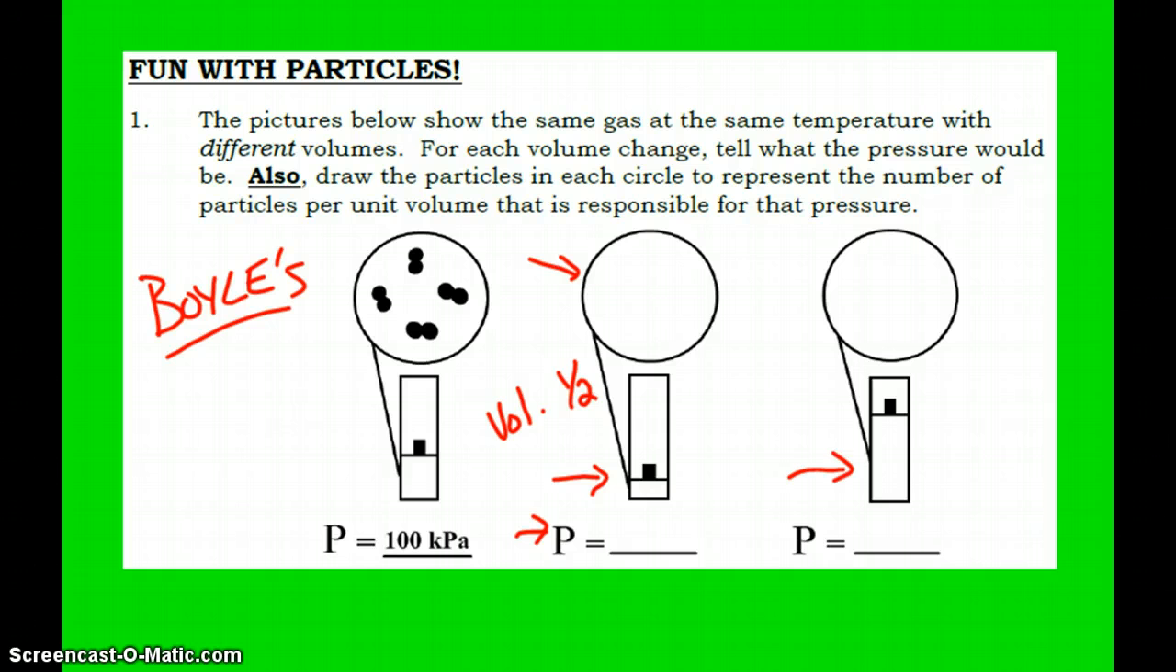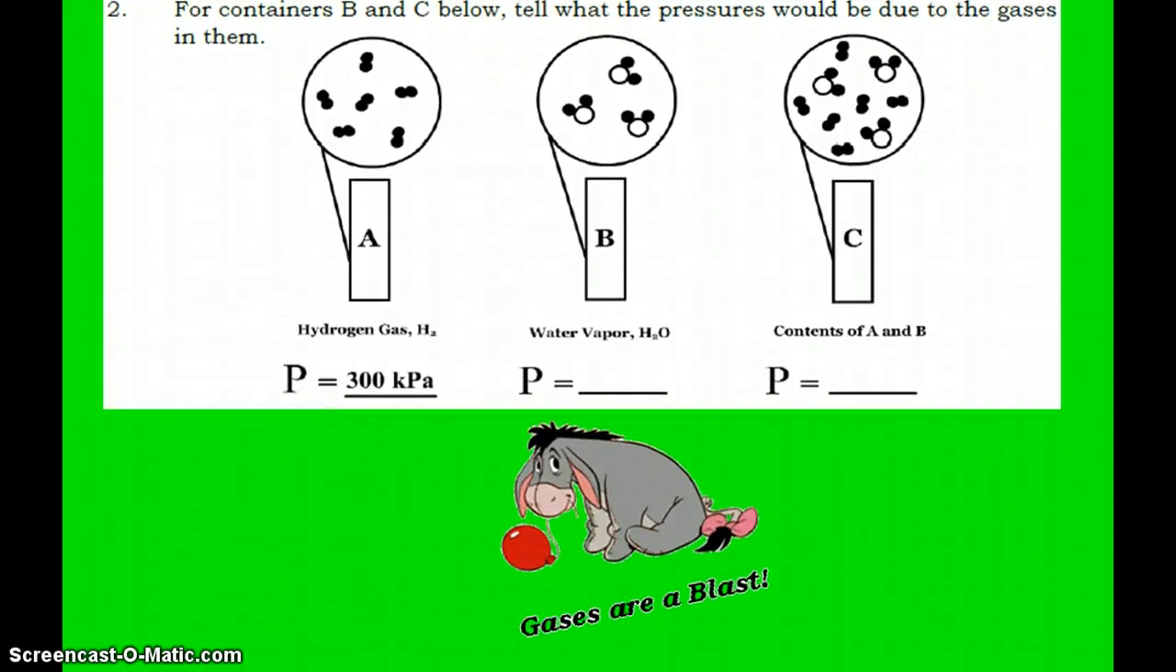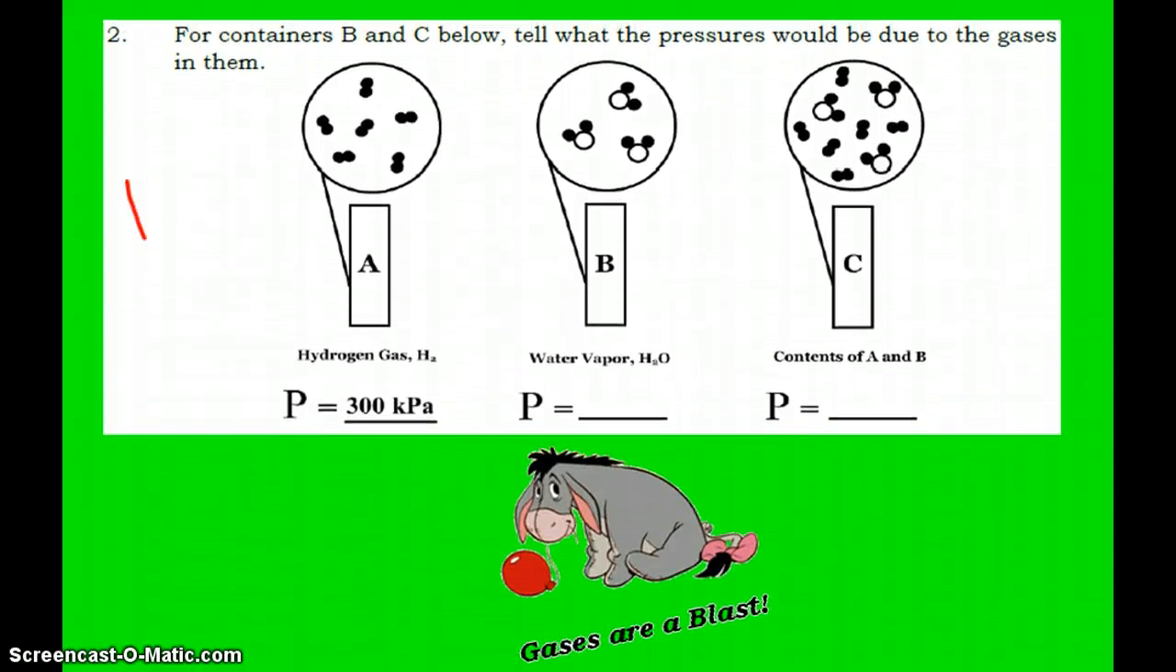And over here we should notice that the volume is doubled. So if we double the volume, what happens to the pressure? And what would that look like in that drawing? The last picture, this one has to do with Dalton.